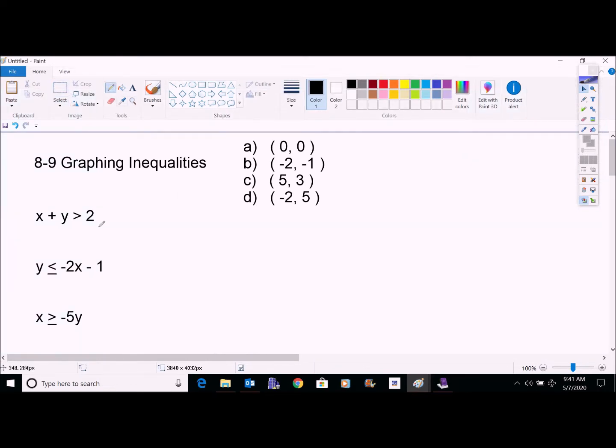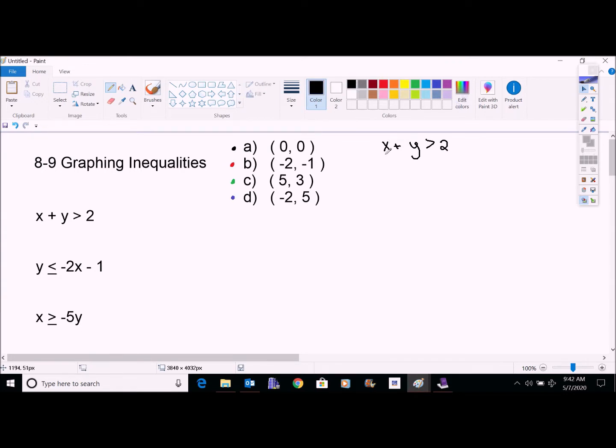So let's take a look at this first one. X plus y is greater than 2. And we want to check all these numbers for that. So if I'm trying to check to see if x plus y is greater than 2, I want to check out A. Let's color code them. Let's make A in black and B in red and C in green and D in blue.